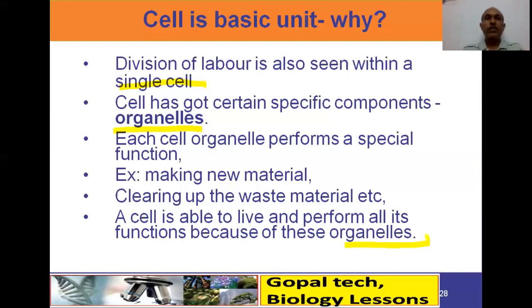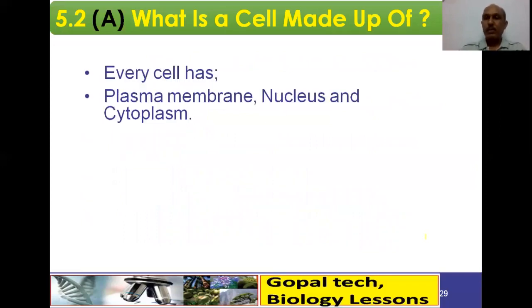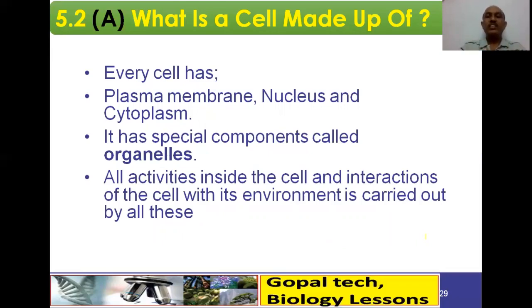Now, the second part: what is a cell made of? Every cell has a plasma membrane, nucleus and cytoplasm. Every cell, whether it is prokaryotic or eukaryotic, in prokaryotic, in place of a nucleus there is a nucleoid. It has special components, which we call organelles. All activities inside the cell and interaction of the cell with its environment are carried out by these organelles.